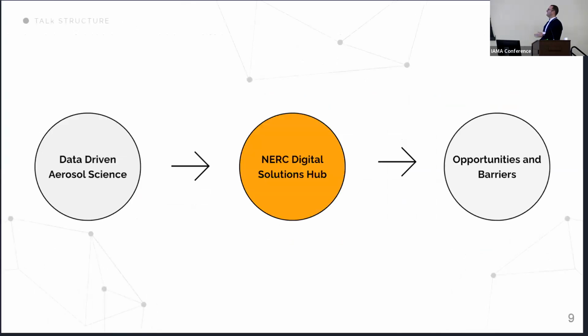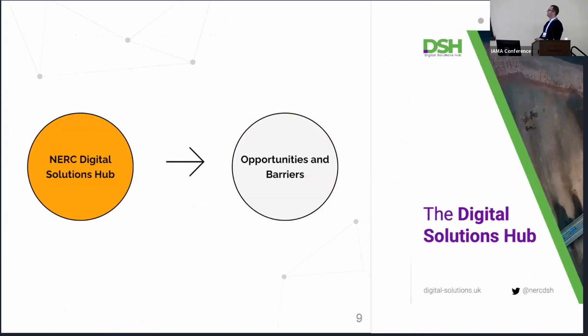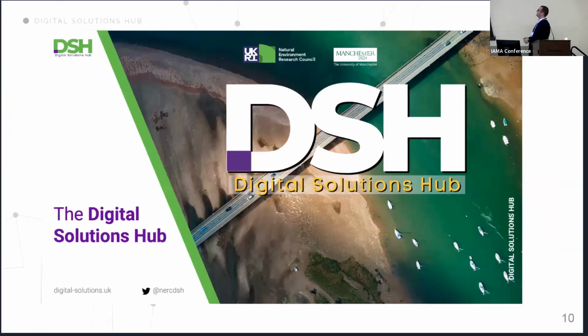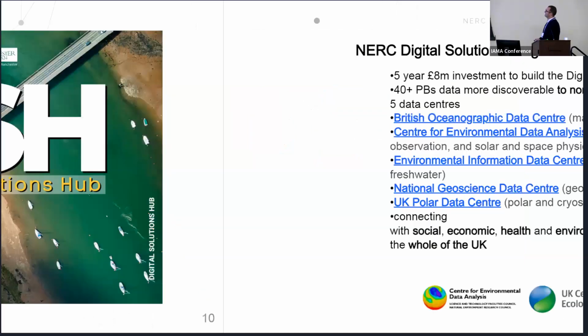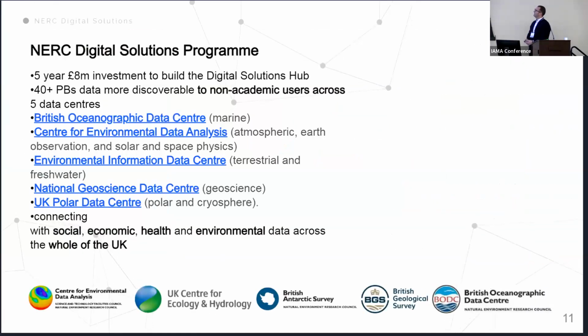So this then aligns with what we're trying to do on a national scale in terms of improving data access and provenance. It's a little bit tangential to what we're thinking about, I guess, in this meeting, but I think some of the outcomes are still worthwhile reflecting on in terms of model development. So the Digital Solutions Hub is a 5-year funded program, and the idea is to try and connect, as I said at the beginning, the UK's environmental data with non-academic end users, so potential end users of the science and the data that we generate.